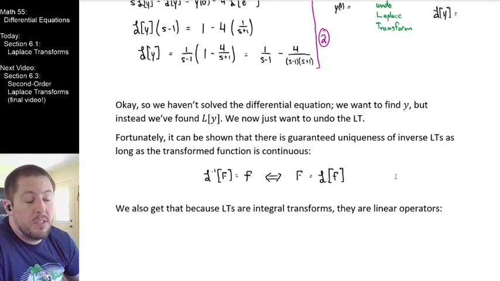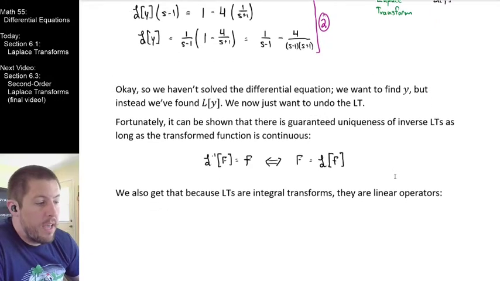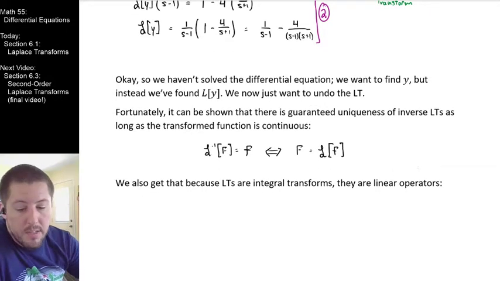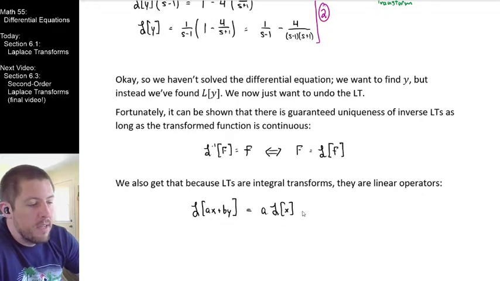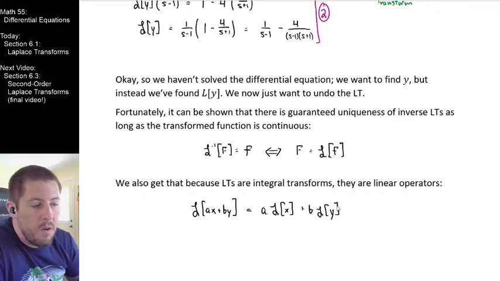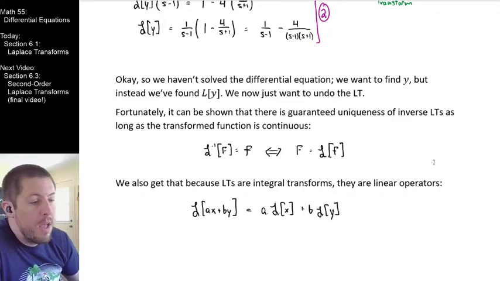Further, because Laplace transforms are integral transforms, they are linear operators. And all that really is saying is the same thing we set up a moment ago, which is that we can pull these apart by addition, subtraction, and constant multiples. So a times the Laplace transform of x plus b times the Laplace transform of y. We can always separate these things by addition and subtraction, and pull out constant multiples.